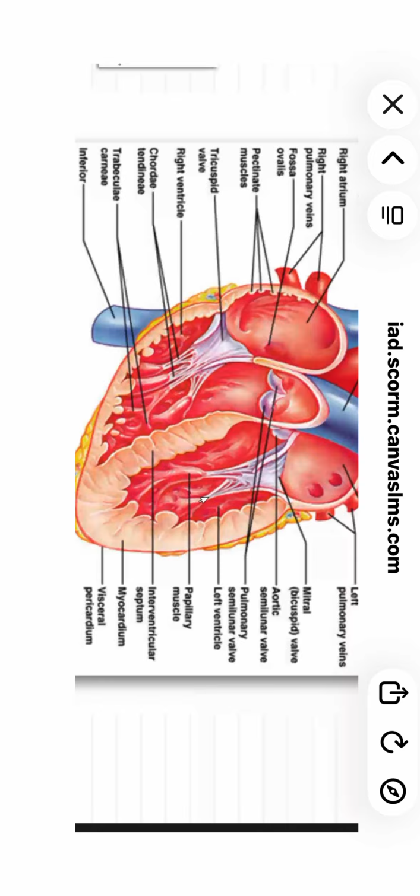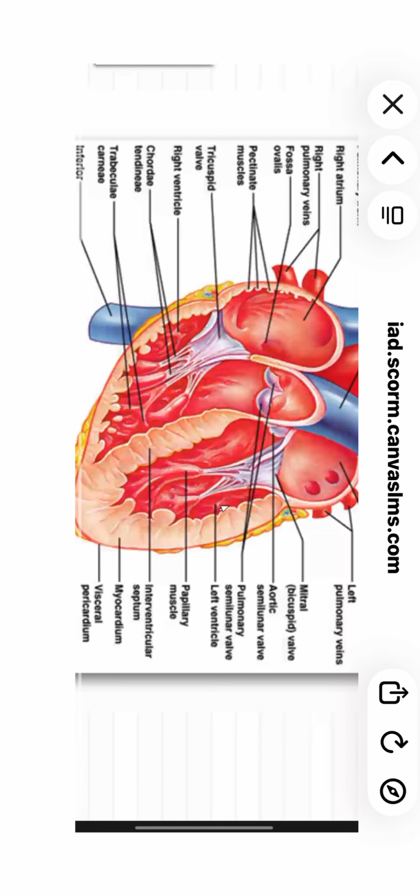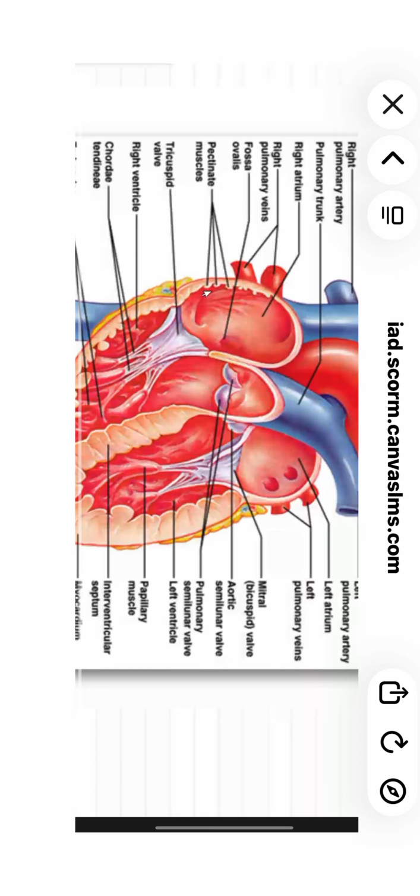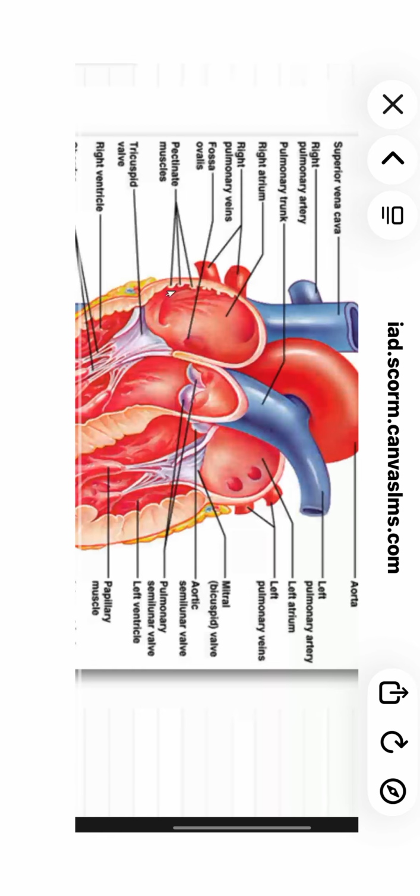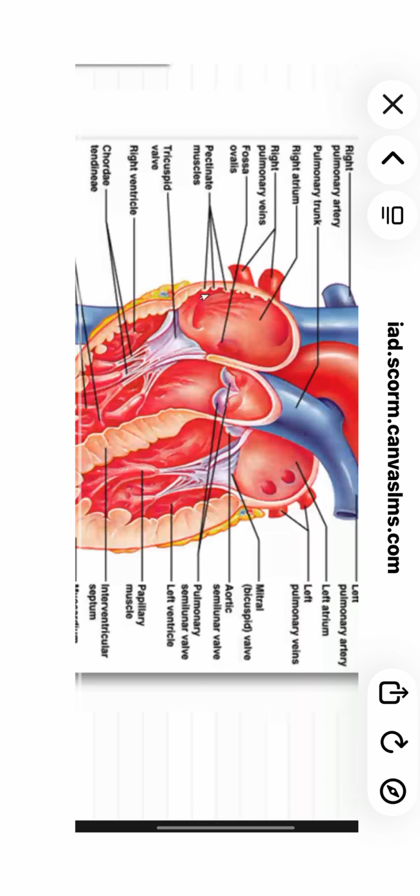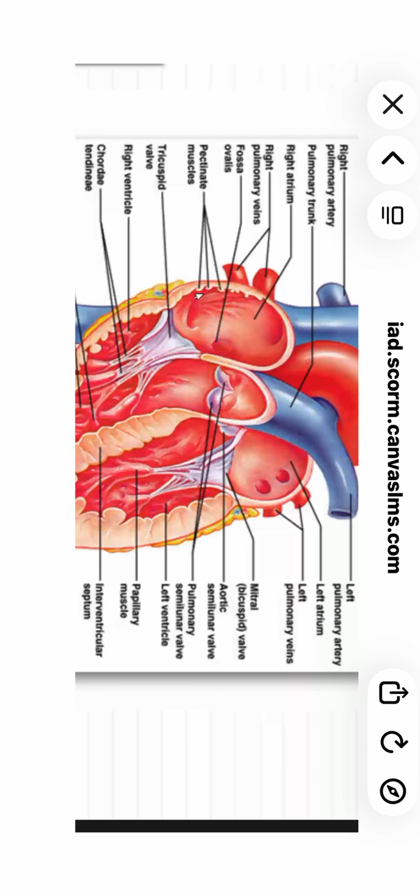Starting with the heart, we can talk about the flow of blood through the heart to and from the two circuits, the systemic and the pulmonary circuits. The left side is going to receive blood from the pulmonary circuit and pump it out to the systemic circuit. There's the aorta coming out. The right side is going to receive blood.